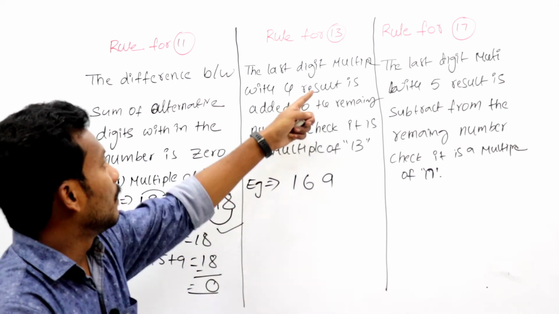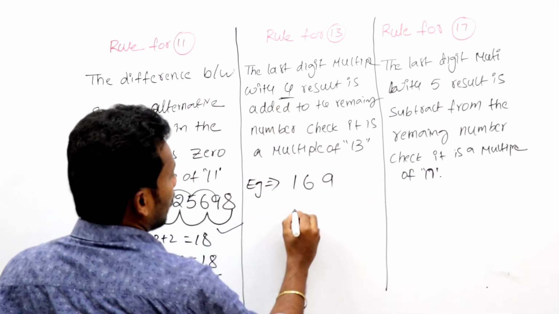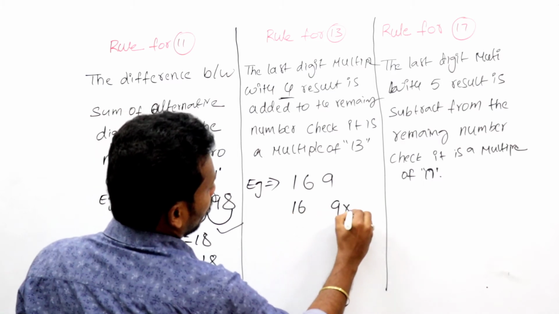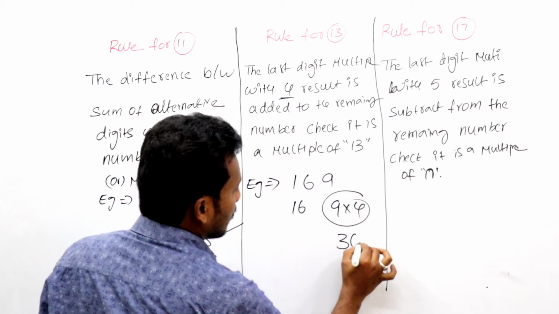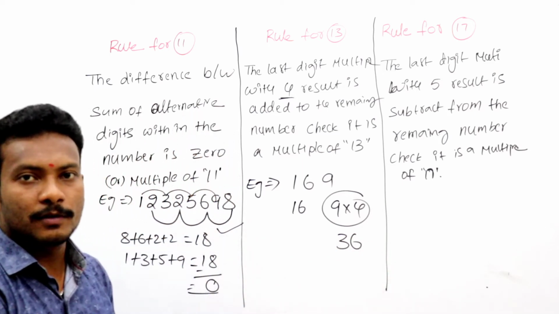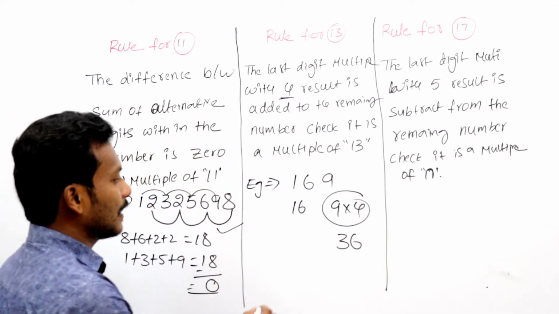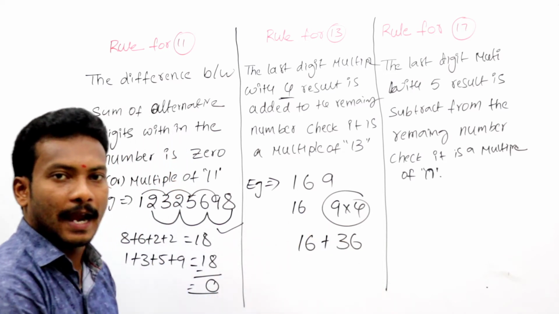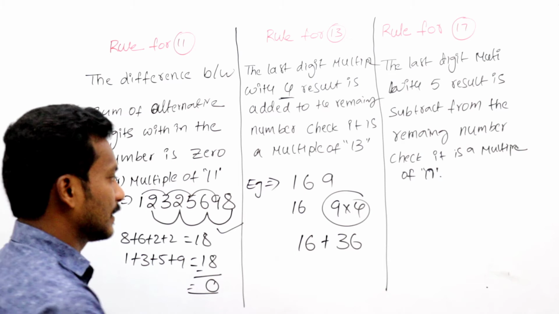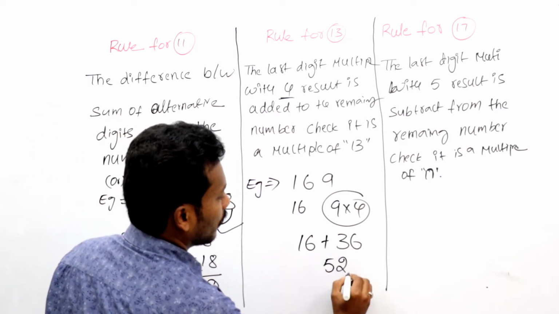What we have to do? Multiply the last digit with 4. Now 9 fours are 36. The remaining number is 16. These two numbers must be added. Now 16 and 36 becomes 52.